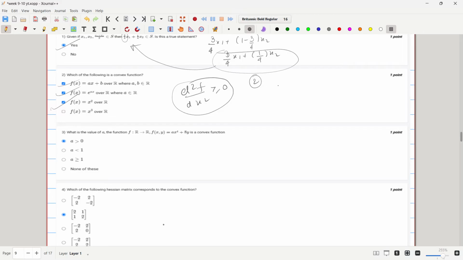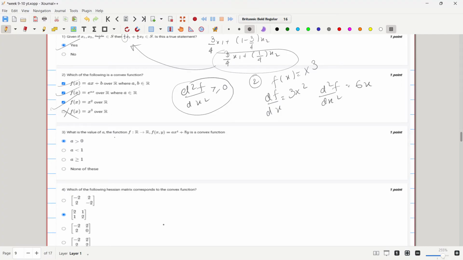Now the fourth expression is x cube. So df upon dx is 3x square. d square f divided by dx square is 6x. Now the second order partial derivative depends on x and it can be negative or positive. It can be both, depending on the value of x. So this function is not a convex function. Okay, I hope it is clear.